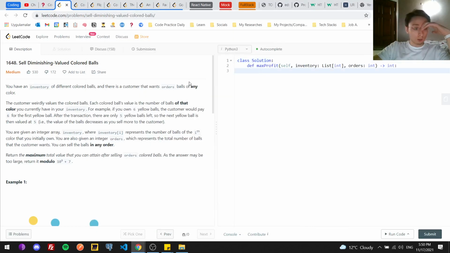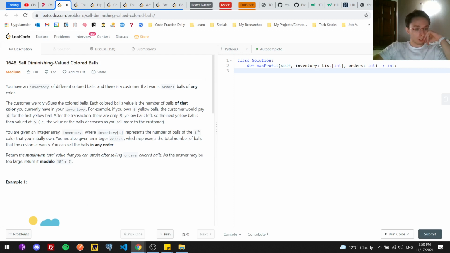Alright, let's take a look at this problem: sell diminishing valued colored balls. You have an inventory of different colored balls, and there is a customer that orders balls of any color. We want orders amount of balls.